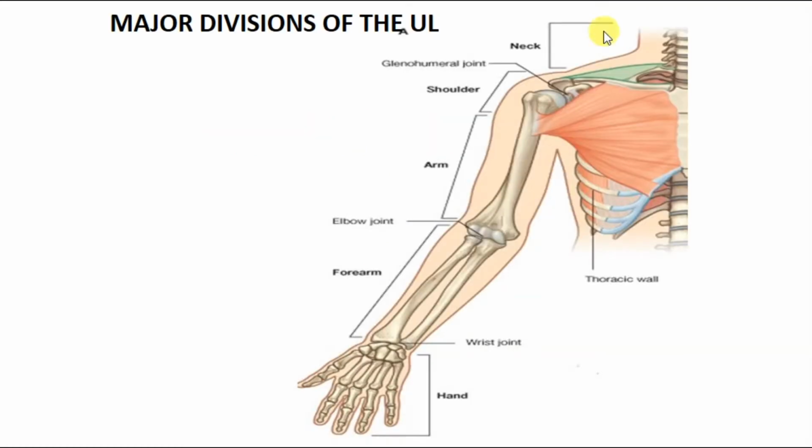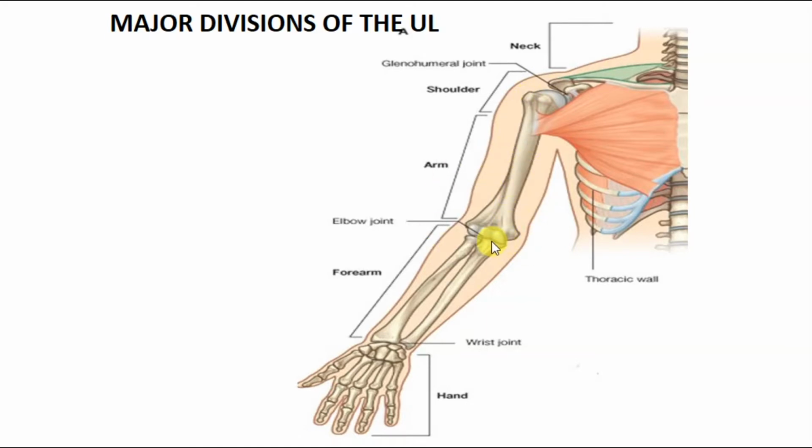So the first thing that you need to know is that the upper limb is divided into three major divisions. Here the head and neck. So here we'll have the joint, which is the shoulder joint, or sometimes it's called the glenohumeral joint. And from the glenohumeral joint we have the humerus. This part of the upper limb, which has the humerus, we call the arm. So here is the shoulder, and here is the arm.